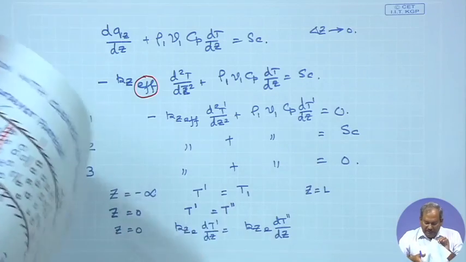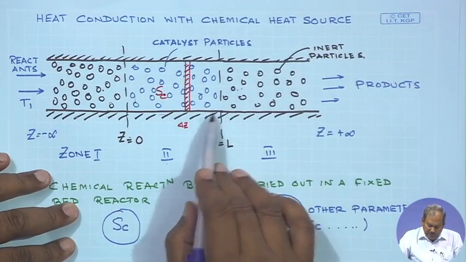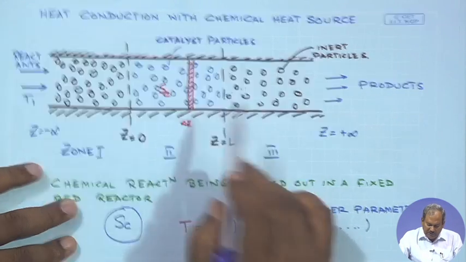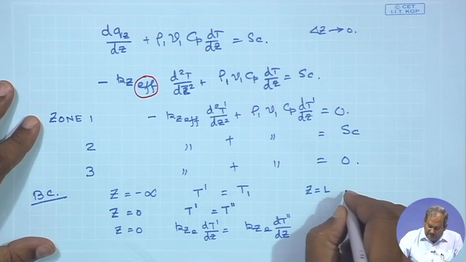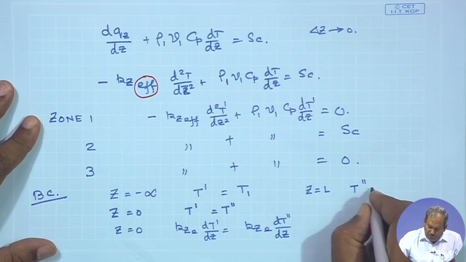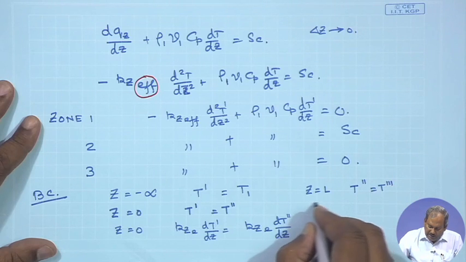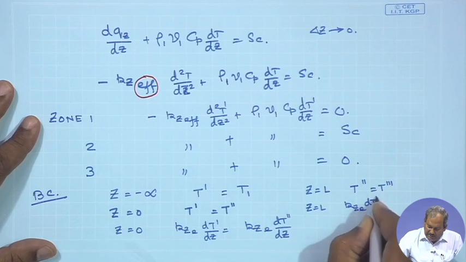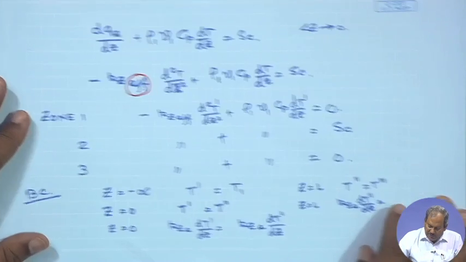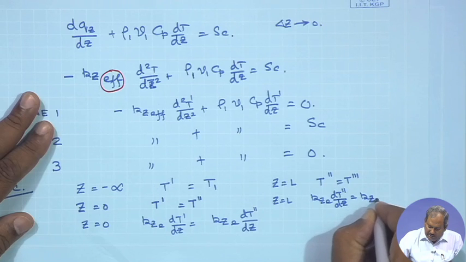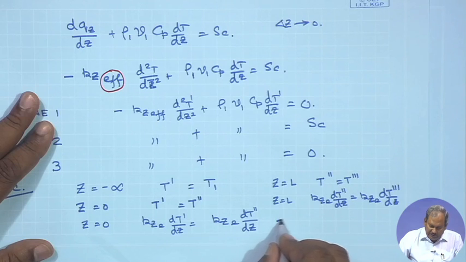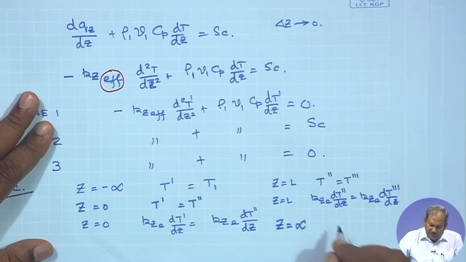z equals L, referred to the junction of zone 2 and zone 3, the temperatures must be continuous, the heat fluxes must be continuous. So, at z equals L, T of 2 must be equal to T of 3, and at z equals L, k z effective dT2 by dz must be equal to k z effective dT3 by dz. So, this is the third condition, and at the other end at z equals plus infinity, T3 must be finite.